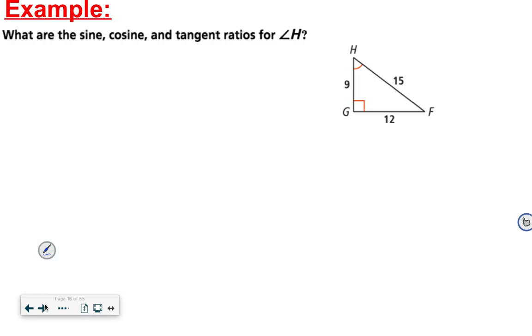In this part, we are going to find sine, cosine, and tangent ratios for angle H. So this is the angle I need to find trigonometric ratios for. So let's get started. Remember that sine angle H. What was the sine function? Opposite over hypotenuse.